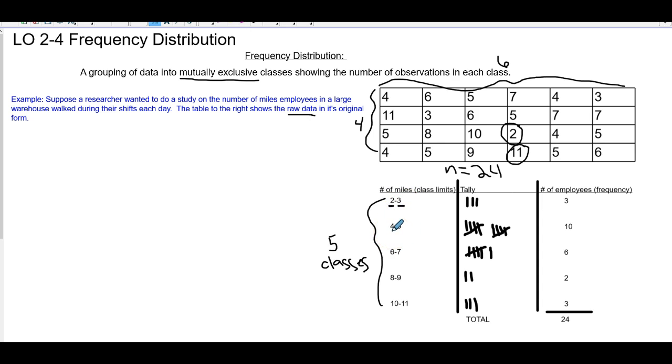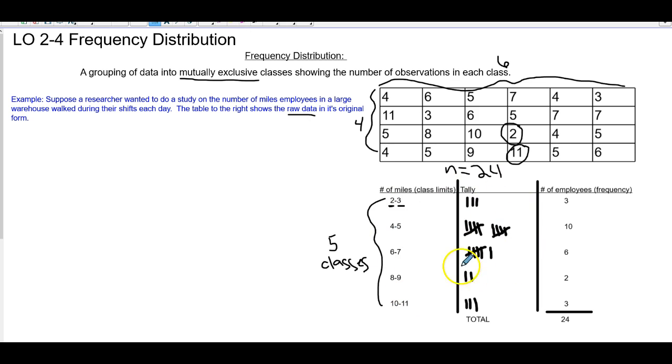If we look at the next one, it's 4 and 5. All of the classes have the same width, none overlap, and they're all continuous, so there are no gaps. So I couldn't do 2 to 3, 6 to 7, 8 to 9, 10 to 11. There are no gaps, it's continuous. And we also want to make sure that these class limits cover the whole data range. We want to make sure we're covering all the way from the minimum value to the maximum value.